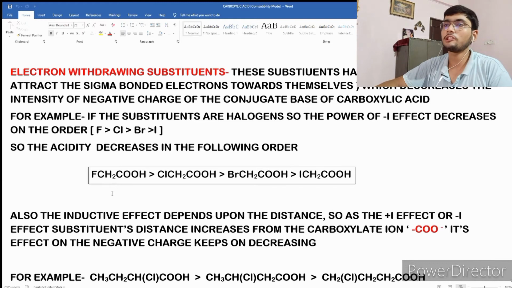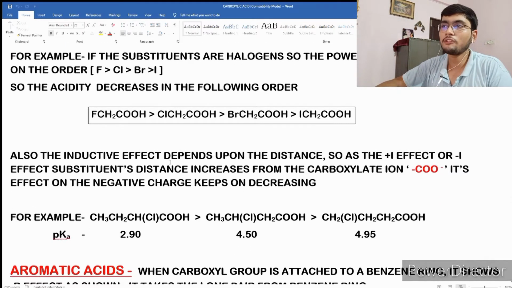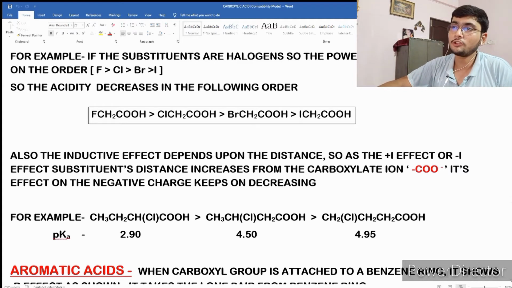So that's what I have written here also, that the inductive effect depends upon the distance. So as the plus I effect or minus I effect substituent's distance increases from the carboxylate ion, its effect on the negative charge keeps on decreasing. For example, I have shown you some examples also. You see that here chlorine is attached right next to the carboxylic acid. Okay, so you see the pKa value is 2.9.